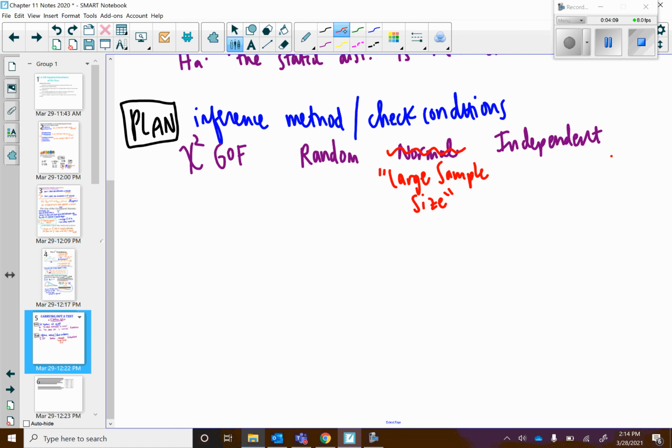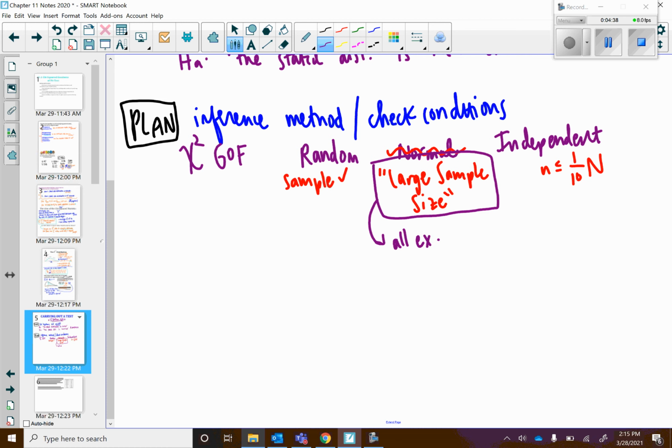Now our random condition is just like we've seen, where we want a random sample. Our independent condition is just like we've seen. Our sample size is less than or equal to 1/10 of our population. But then what does this large sample size condition need? So this is the one that's a little different. Our large sample size condition can be checked by looking to see if all expected counts are at least 5.